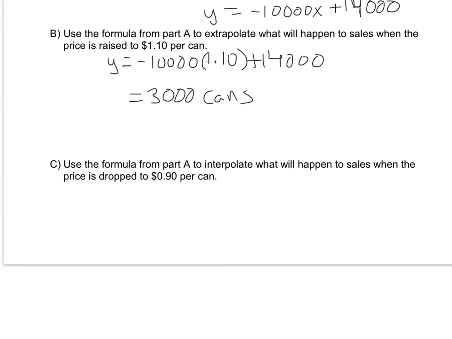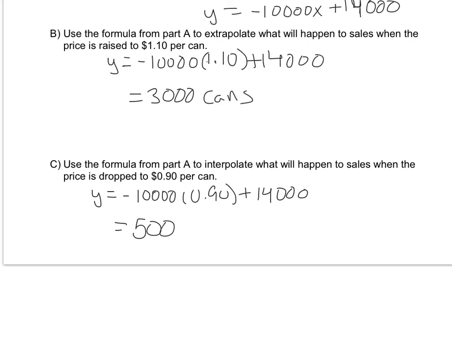How about if it was 90 cents? Well, 90 cents, same thing. y equals negative 10,000 times 0.90 plus 14,000. Okay? So you go negative 10,000 times the 0.9 plus the 14,000. And that would equal 5,000 cans. Okay? So there we go. Alright guys, see you in class.